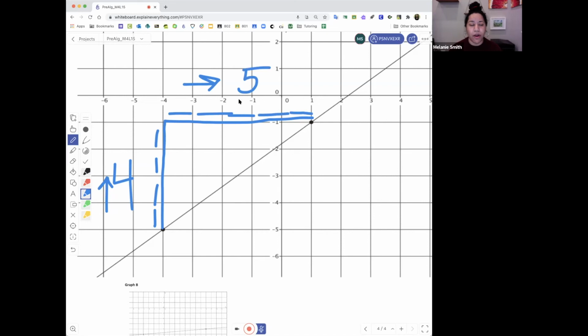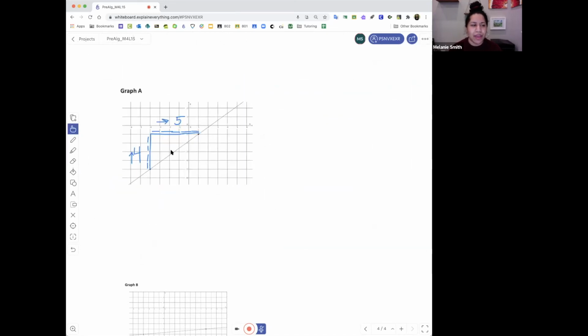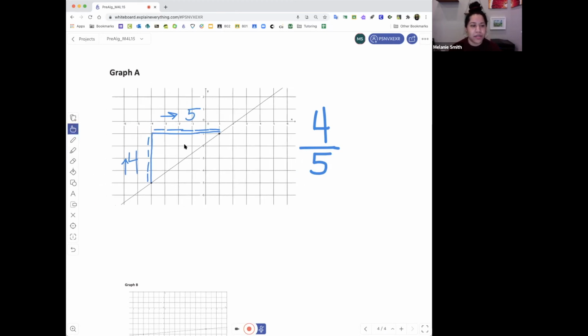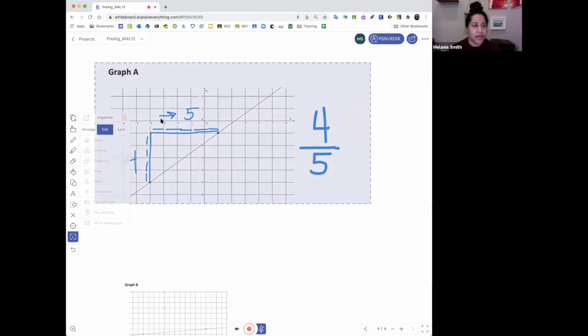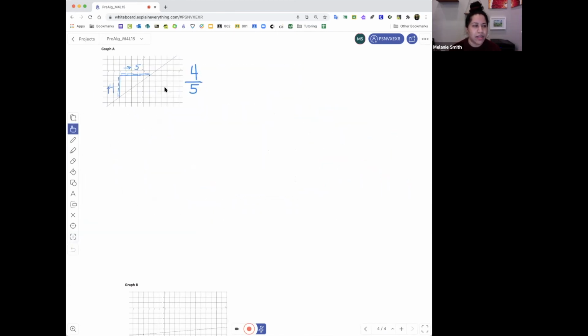Up 4, over 5. And when you're turning that into a ratio in the fraction, if the 4 is up, you're putting that as our numerator, the number on top. 4 up and up. I just think of it like being on top there. And since it's over 5, 4 over 5. Little brain shortcut there for you. So our slope for this graph would be 4/5. So I'm going to group all this together and move that to the side.